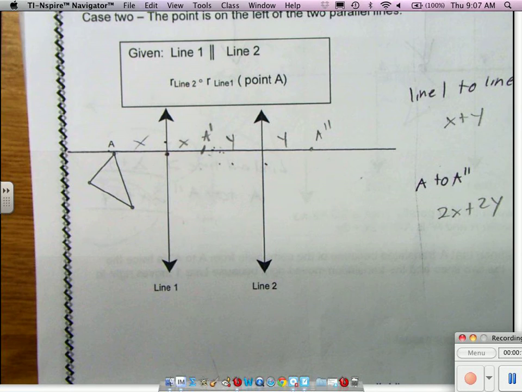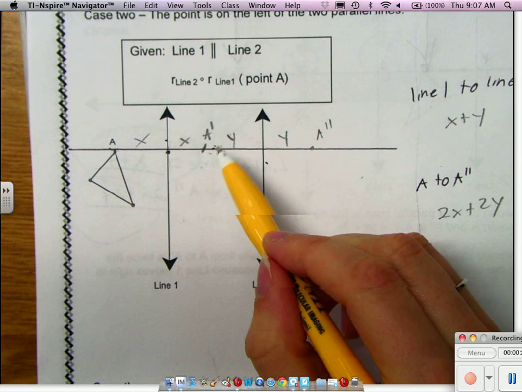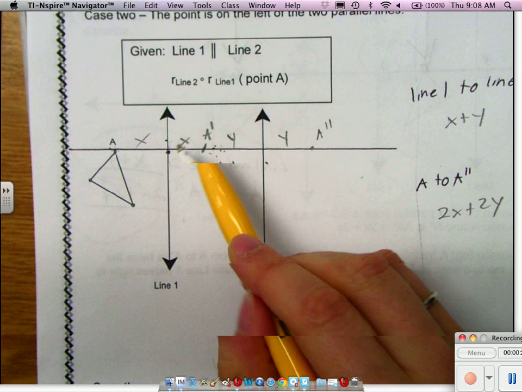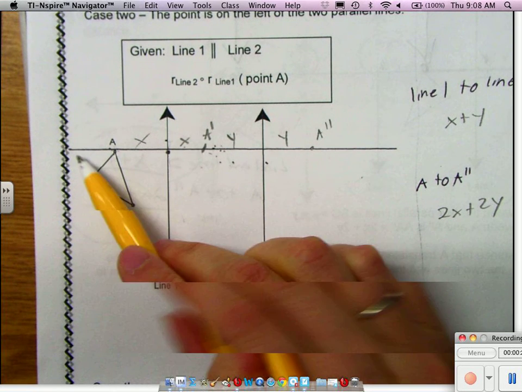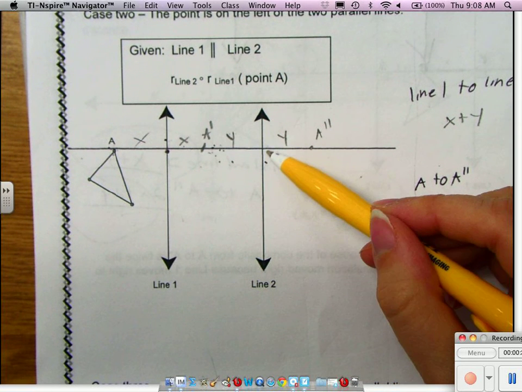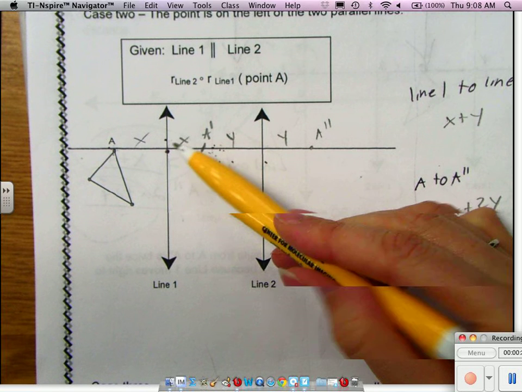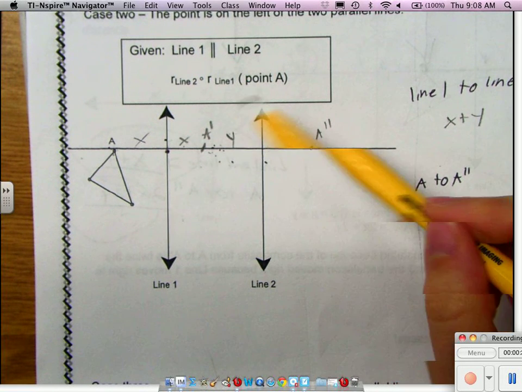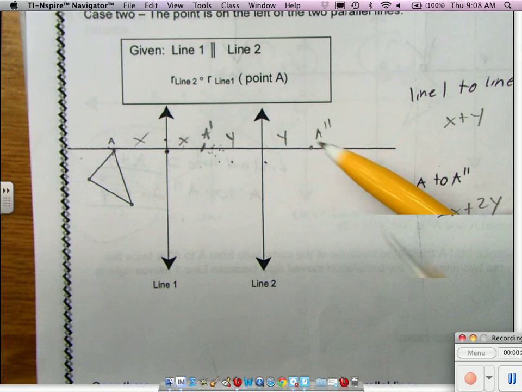So if we look at case 2, I take A and reflect it over line 1. I'm going to write the distance from A to line 1 as x. Line 1 to A naught is x because it's just reflected. Okay? The leftover between A naught and line 2 is y because it is not necessarily the same as x, so we label it y. We reflect A naught over line 2, getting A naught naught.